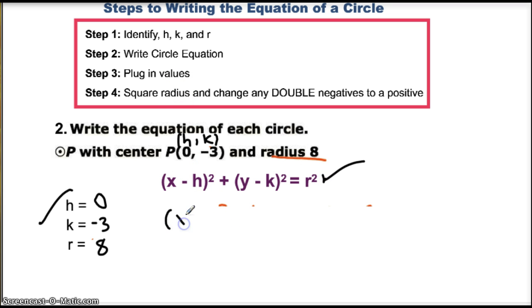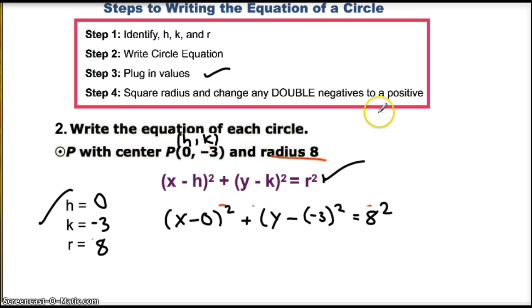So this is going to be x minus 0 squared plus y minus, now be careful here, this says negative 3, so it's y minus negative 3 squared equals 8 squared. Now we're almost done. We plugged in our values, okay? The third thing is to square the radius, so we're going to square this and change any double negatives to a positive. What do I mean by that? Well, let's take a look.